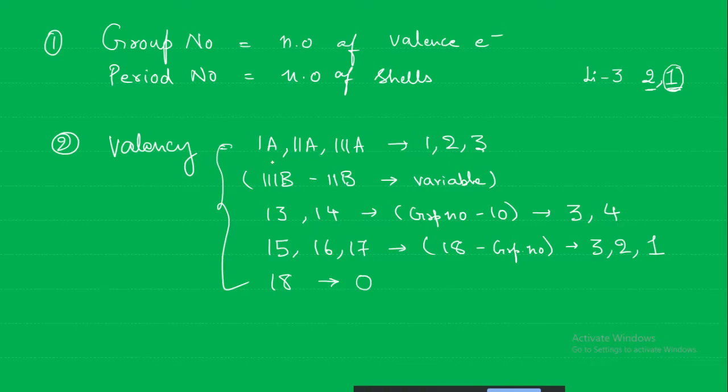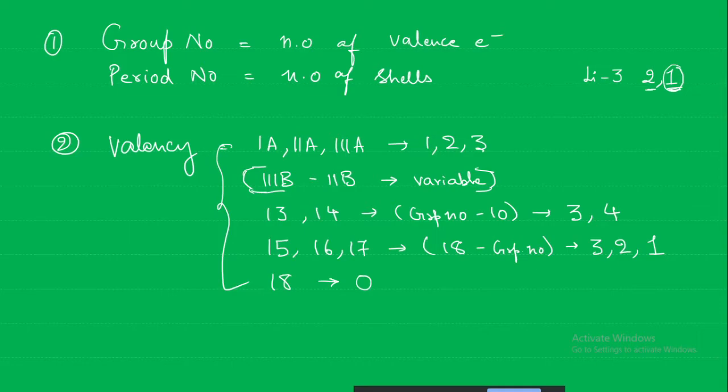We are interested in this one, we are not interested in this one, but obviously you can get a doubt why we are not talking about 3B to 2B. They have variable valencies, we don't want to complicate. So for 13 and 14, group number minus 10, so that is 3 and 4. Either you try to remember like this, or you know the representative element of that group, the top one. For example, carbon is there.